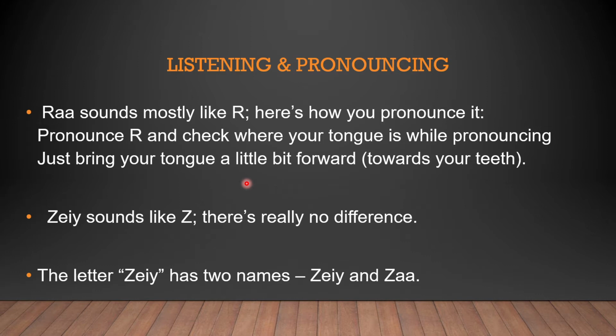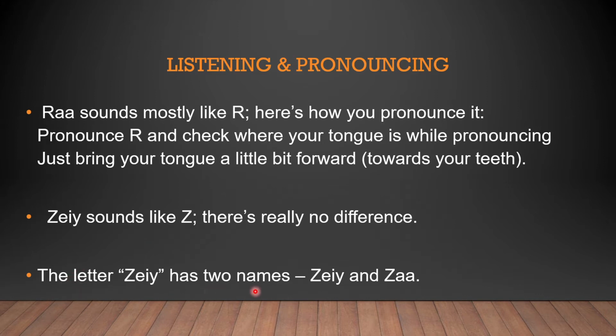Same you should need to do for the letter Ra. Bring your tongue a little bit forward and make your mouth round. Then you will find the sound of Ra. Ra. Then Zay sounds exactly like Z. There is no difference. The part of your mouth where Zay comes from is exactly the same as the part of the mouth Z comes from. Okay, so Zay and Z are from the same part of the mouth. There is really no difference.